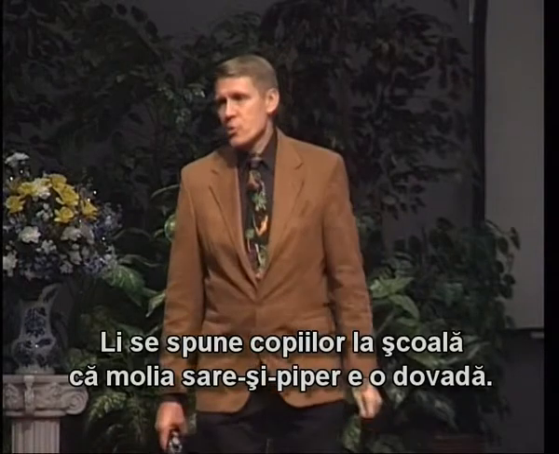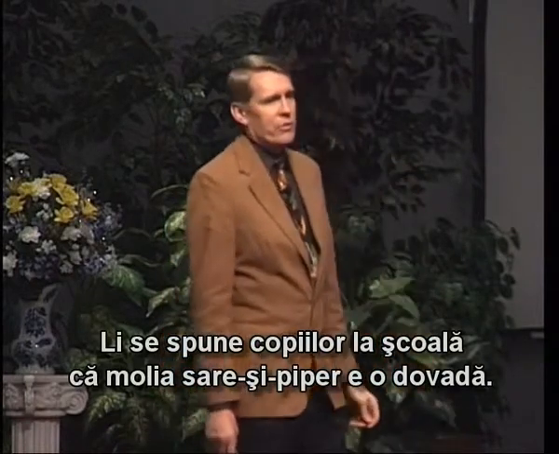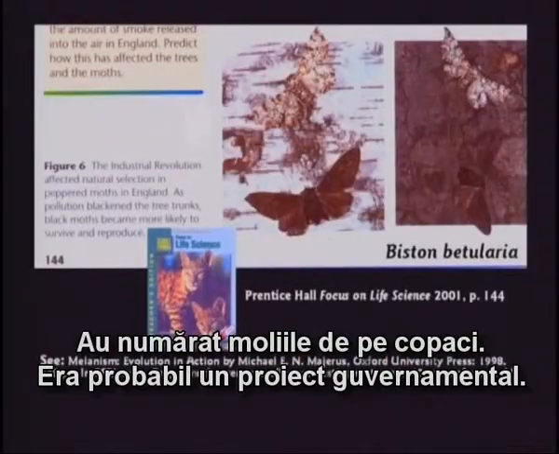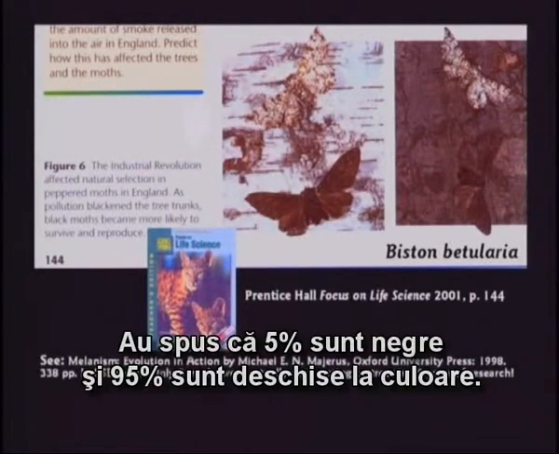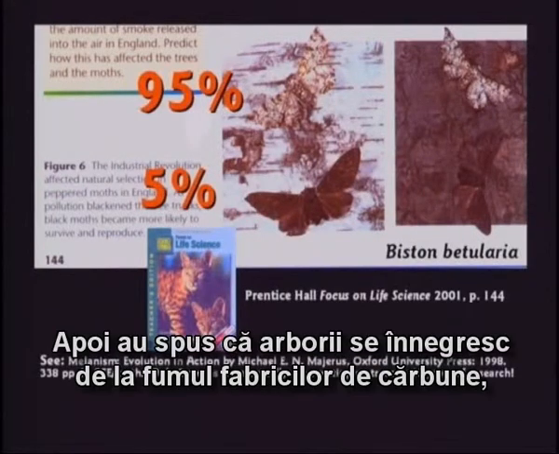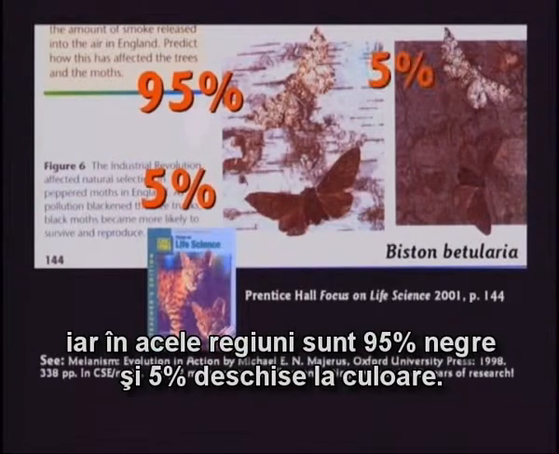They tell the kids in school the peppered moth is evidence for evolution. Yes, boys and girls, they counted the moths on the trees. Must have been a government project. And said it was 95% light color and 5% black. Then they tell the kids that the trees turned black from coal-burning factories, and it was only 5% light and 95% black around the factories.